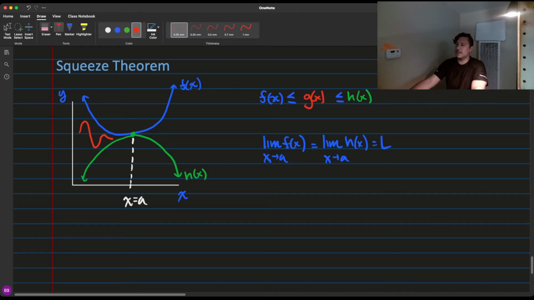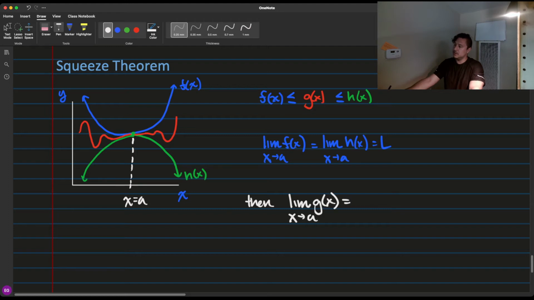So if we have decided that g of x needs to be between them, g of x basically gets squeezed, and that's why this is called the Squeeze Theorem. So if you have these two outside functions, the f and the h, and if their behavior is the same as you go to a, in other words, their limits are equal to L, then the Squeeze Theorem says that the limit as x approaches a of g of x is also equal to L. So g of x gets squeezed between the two of them. So let's do an example of this.